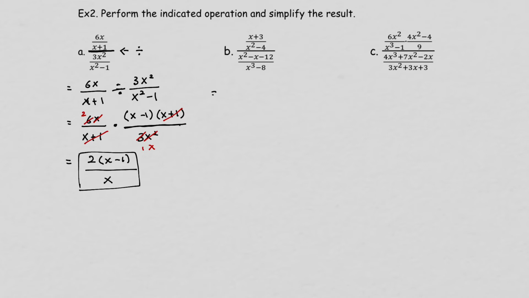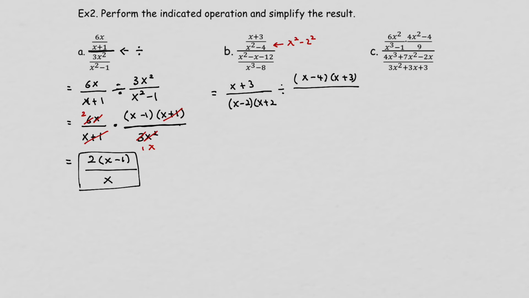Example 1. So this one is the same as x plus 3 over, if you want to, you can change this into factored form when you're rewriting it. This is the same as x squared minus 2 squared, right? So when you factor that, you get x minus 2, x plus 2. Dividing by, factor the numerator, you're going to get x minus 4, x plus 3.